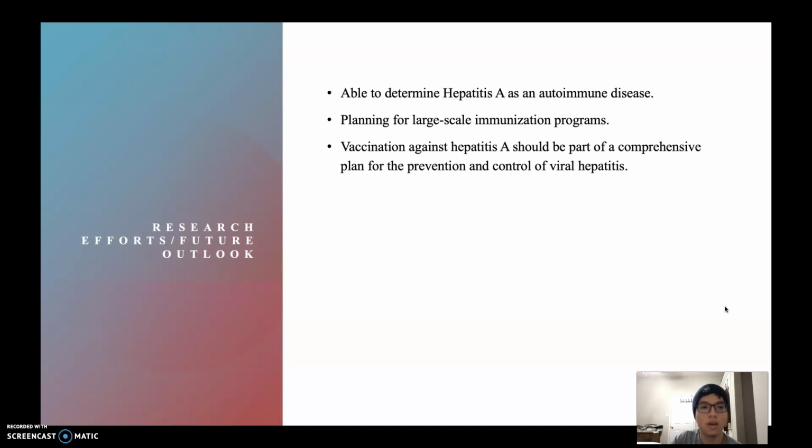Research efforts and future outlooks. For the research, they were able to determine hepatitis A as an autoimmune disease, and the WHO is planning large-scale immunization programs. They also plan to create vaccination against hepatitis A, and they believe it should be a part of a comprehensive plan for the prevention and control of viral hepatitis.